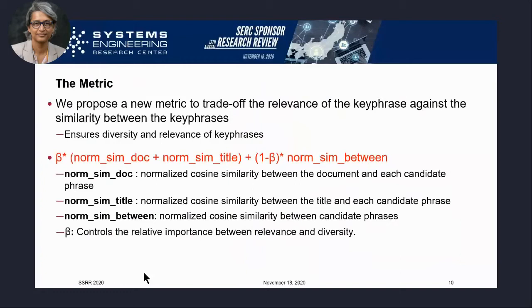And the norms in between is the between key phrases similarity. And beta is the thing that trades off. So if you have a higher beta, then you're giving more weight to relevance. If you have a lower beta, then you're giving more weight to being diverse. So we balance those things off, as beta is a parameter that we will tune. Next slide, please.